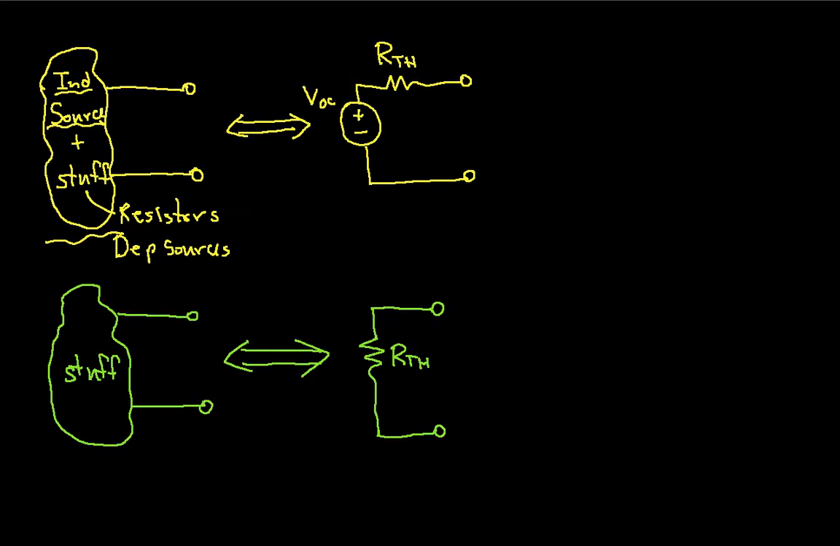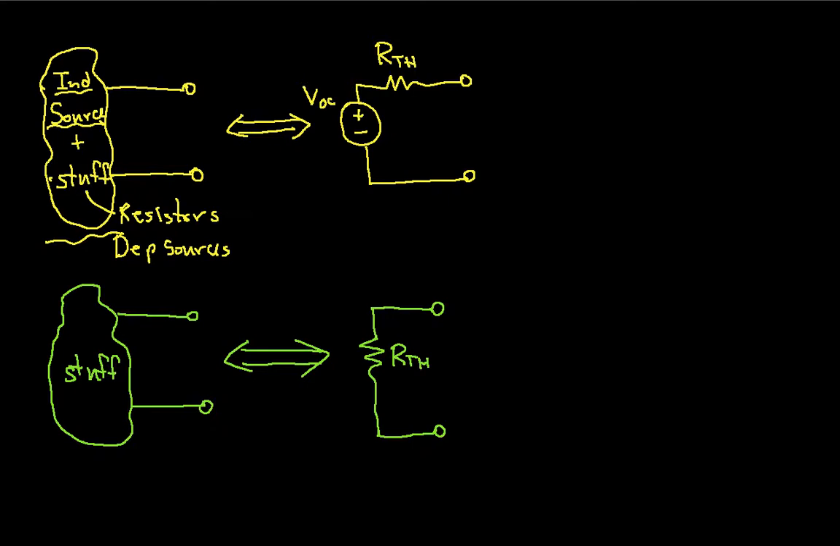Because, for example, I might have an amplifier. So this blob would represent an amplifier with lots and lots of components inside of it. But as long as it's made out of linear components, which includes independent sources, dependent sources, and resistors, at least at this point. Later we'll introduce other linear components. Then I can replace the whole amplifier with just a single source and a single Thevenin resistance. This makes life easy when I need to interface the output of this amplifier to other things.